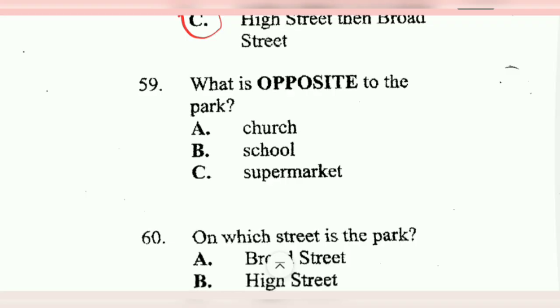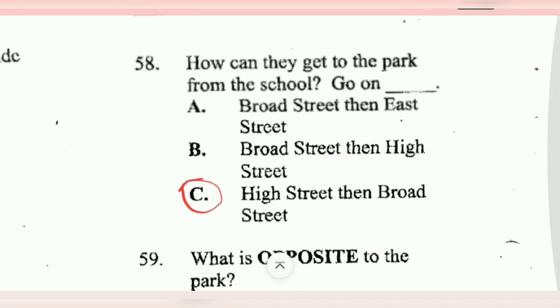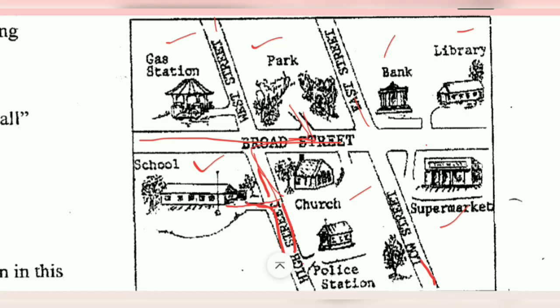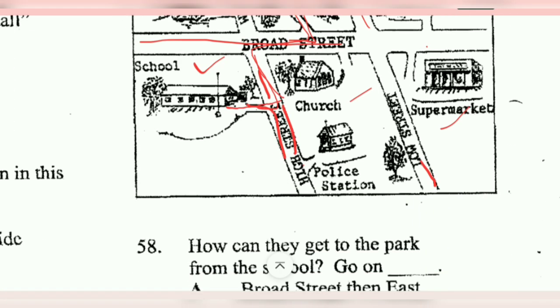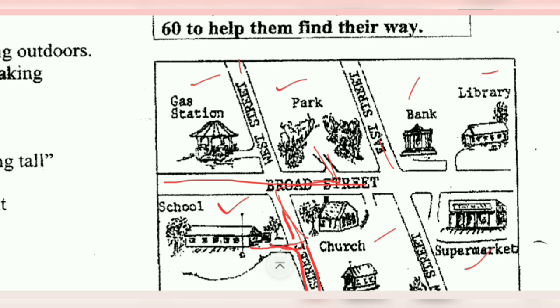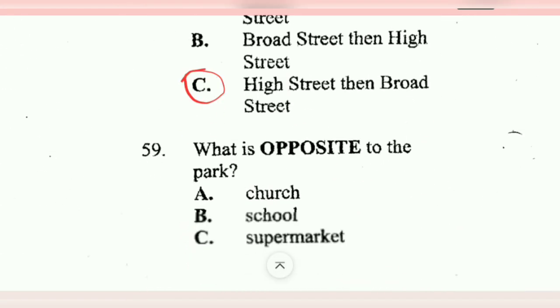Alright. 59. What is opposite to the park? Opposite meaning on the other side of the park. On the other side of the park is the church. Or did you look at the police station down here? But there's a police station. So on the opposite side of the park, you have the church.